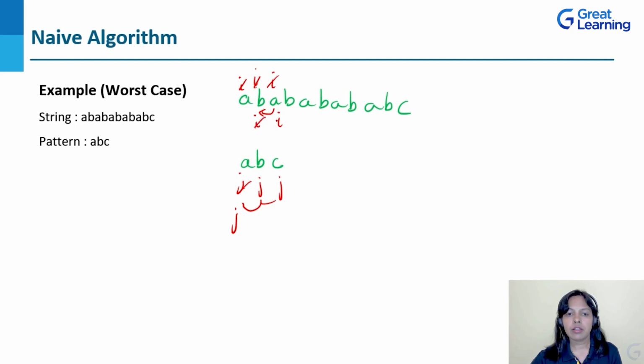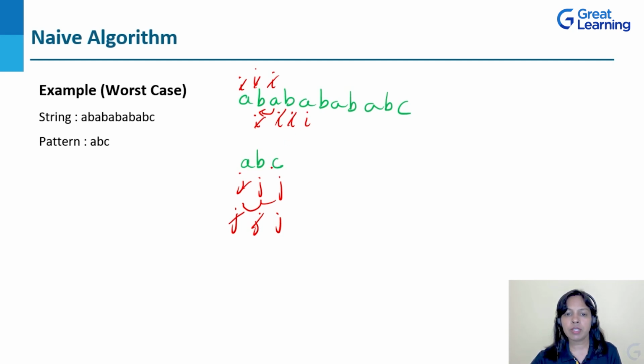Now I is pointing to A, and J is pointing to A. So are these two equal? Yes, they are equal. So we'll go ahead and point to the next one. J will also be incremented by 1. Now B and B, both are the same, right? So again, both will be incremented if they are the same. So I will be incremented here.